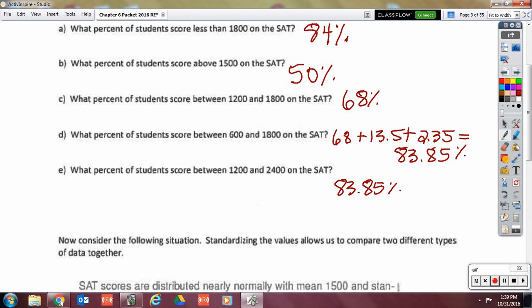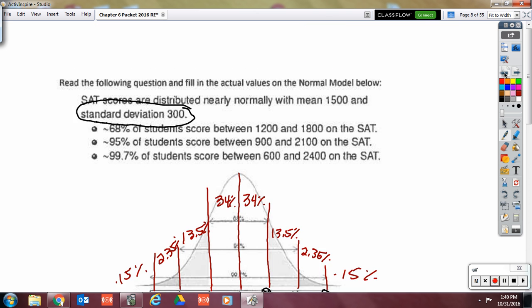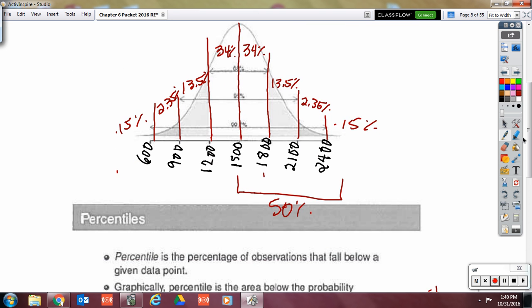How'd you get 83.85 for E? Okay, so from 1,200, because isn't it the same thing as from 1,200 to 2,400? Wait, wouldn't 2,400 be a perfect score though? So wouldn't that be the 100%? Ah, I see what you're saying. Yeah, that's a good point. I can see why you would say that.